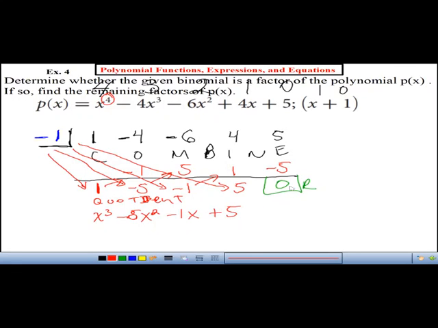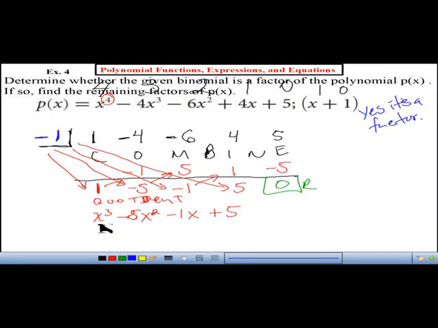Okay. However, whenever we end up with a 0 remainder, pay attention to this one. Whenever we end up with a 0 remainder, yes, it's a factor. Because remember the instructions. What did the instructions say? Determine whether the given binomial is a factor of the polynomial. So whenever you end up with 0 remainder, that means it is a factor. But look at the second part. If so, find the remaining factors for p of x.